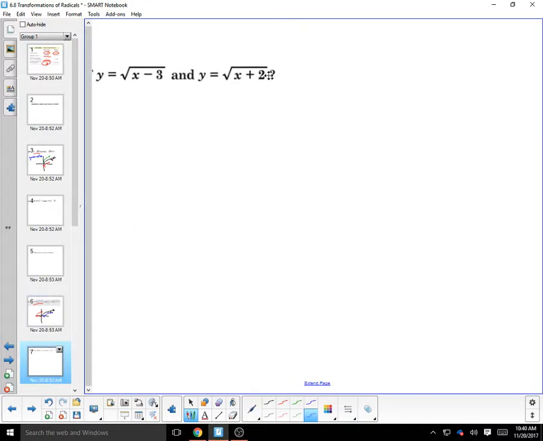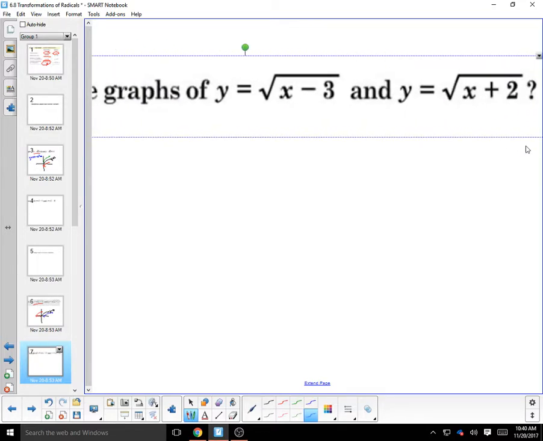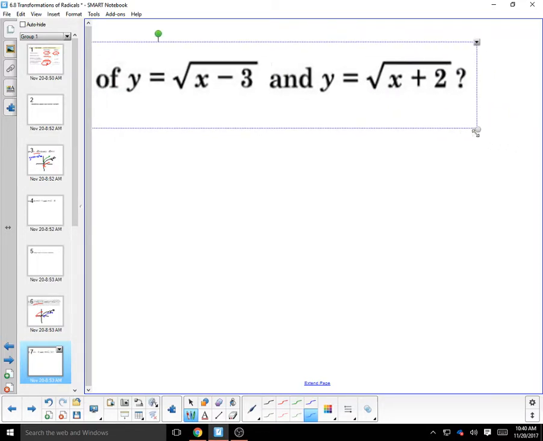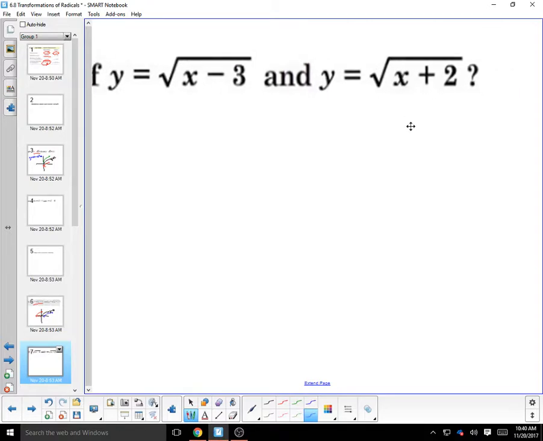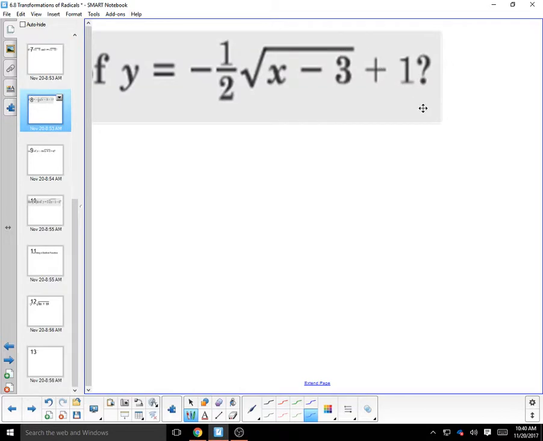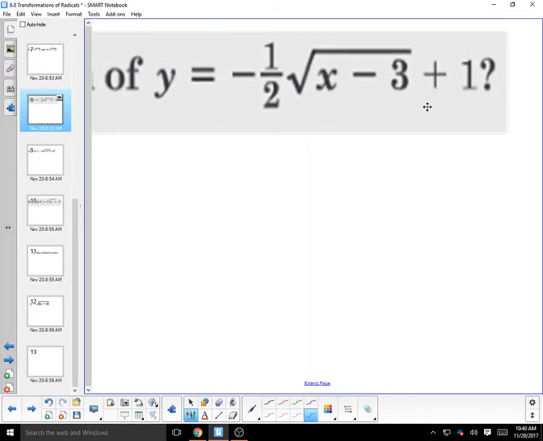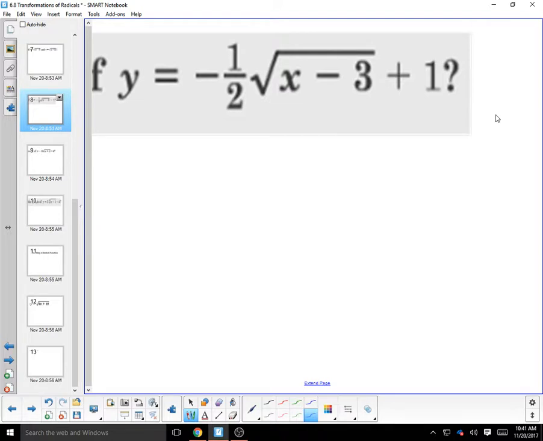Alright, let's start this one here quick. What's that going to look like? Right. This one is 3 to the right, and this one is 2 to the left. Alright, let's put it all together then. Sketch me that. Sketch it. I know the general shape.